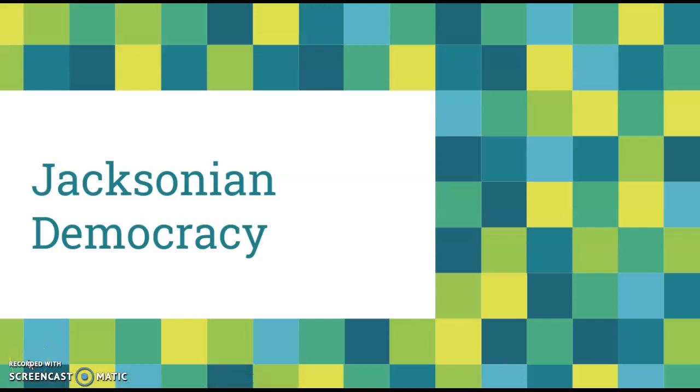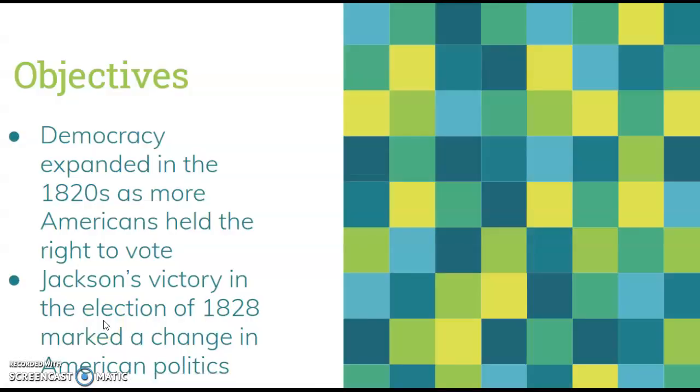Alright, class. Today we are talking about Jacksonian democracy. We're moving out of the Era of Good Feelings and into a new period in history marked by increased democracy and the presidency of Andrew Jackson. Today we're going to look at democracy and its expansion in the 1820s, and then at Jackson's victory in the very critical election of 1828.